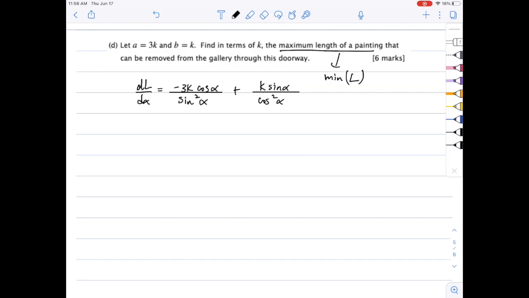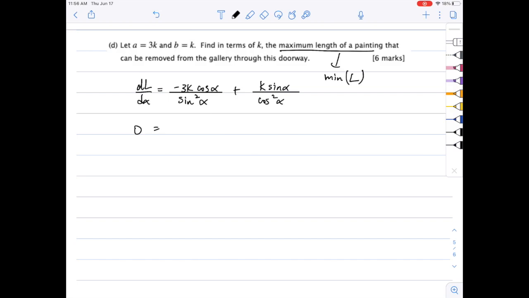and solving. Okay, so I'm going to do that. I'm going to set the derivative equal to 0. That'll give us the stationary points. Stationary points are not guaranteed to be minimums in this case, but you can always do a sign chart to confirm that you are getting a minimum.